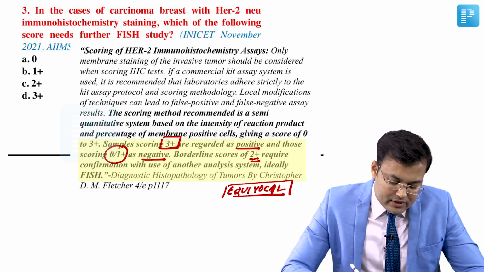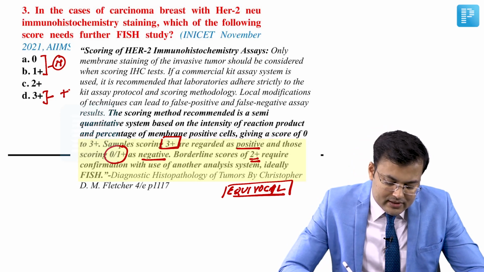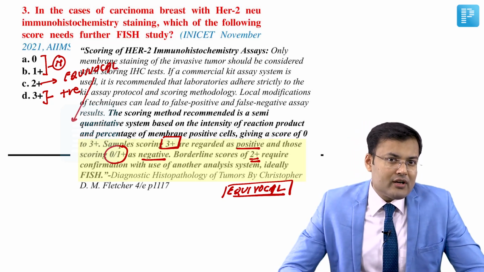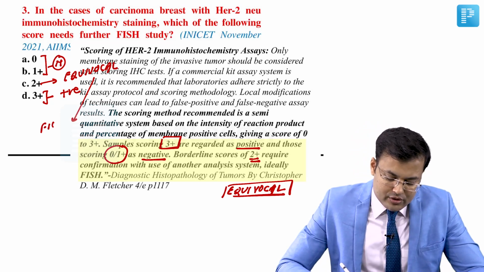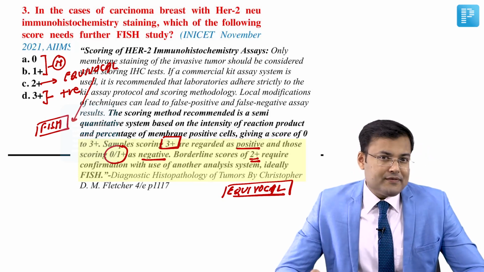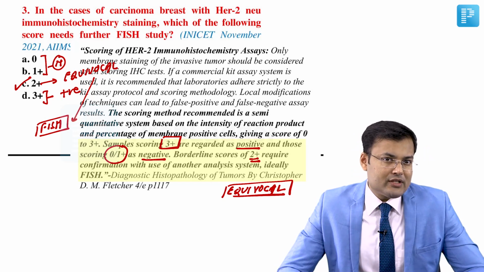Clear? So for 0 to 1 plus, it is negative. If it is 3 plus, it is positive. 2 plus is equivocal. And for this patient, what you need? You need FISH for confirmation of diagnosis. So here we perform the FISH. Right? So which score needs further FISH study? If the score is 2 plus, so correct answer for this question is C.